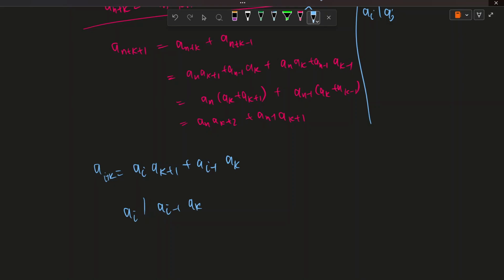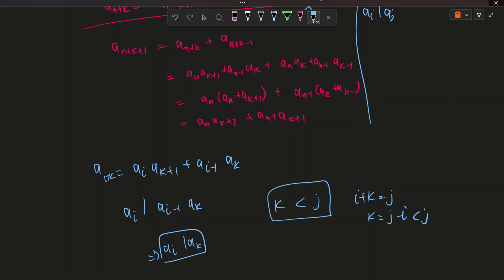So ai should divide a_{i-1} ak. So note that GCD of ai and a_{i-1} is equal to 1. So this implies that ai should divide ak. But see, k is less than j, because i plus k equals j. So k equals j minus i, which is less than j.